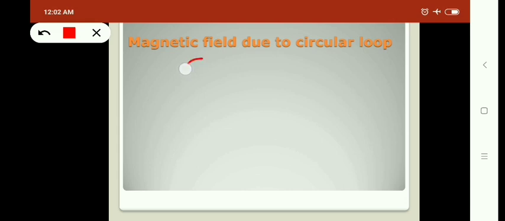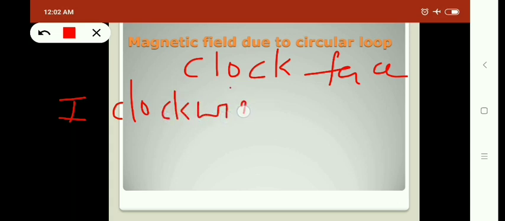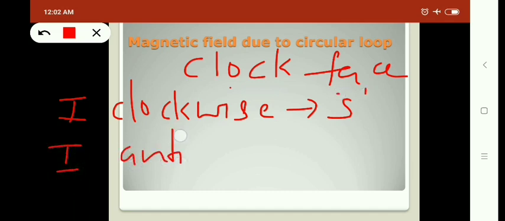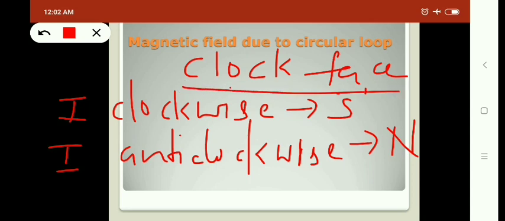So what is the clock face rule? Whenever current flows in clockwise direction through the circular coil, the face of the coil acts like south pole. But at the same time, when the current flows anti-clockwise through the circular coil, the face of the coil will act like a north pole. So this is the famous clock face rule.